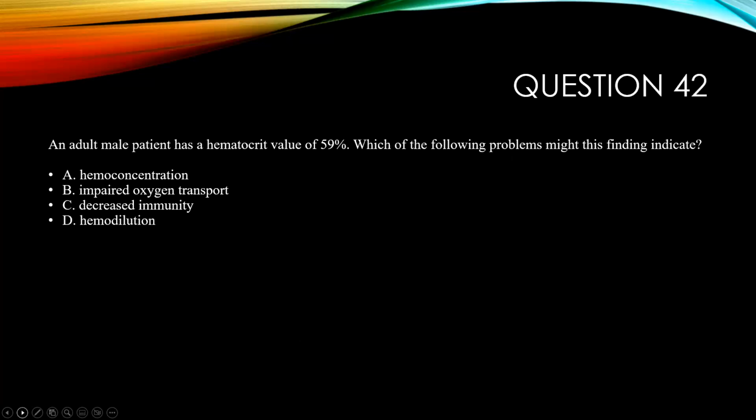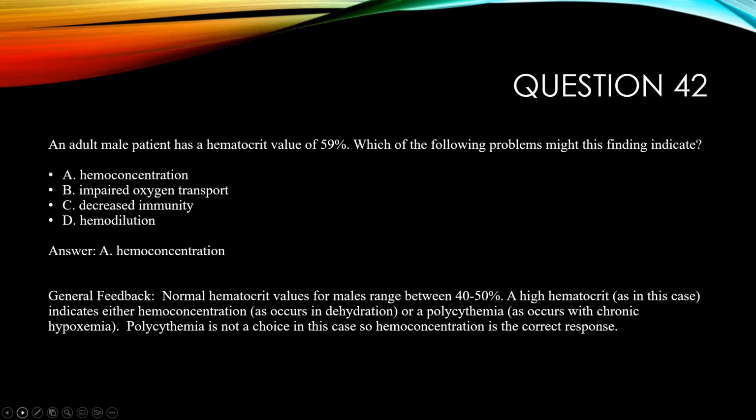Question 42. An adult male patient has a hematocrit value of 59%. Which of the following problems might this finding indicate? A, hemoconcentration. B, impaired oxygen transport. C, decreased immunity. And D, hemodilution. Correct answer is A, hemoconcentration.